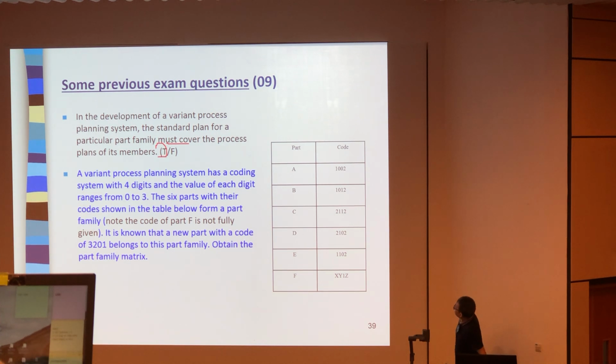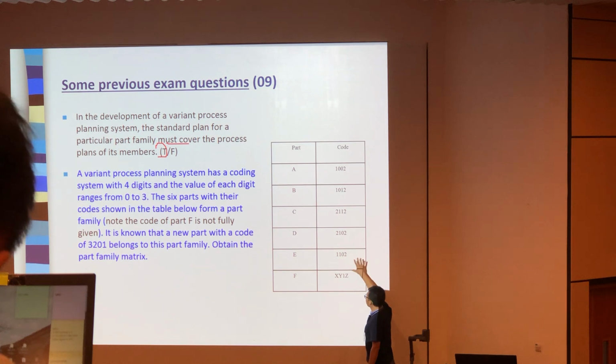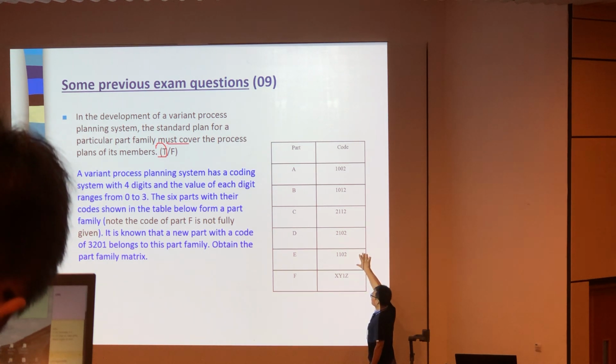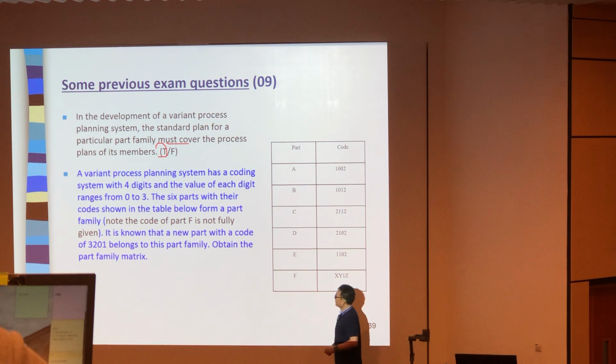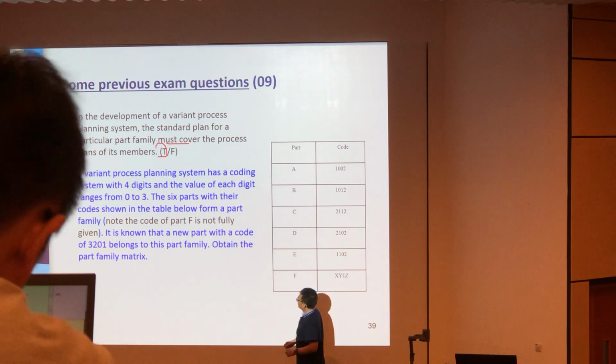And the final one. That's also regarding the family matrix. The family has 6 parts as its members, and the first 5 codes are given: 1, 2, 3, 4. The last one is X, Y, Y, Z. So you have 3 variables here.